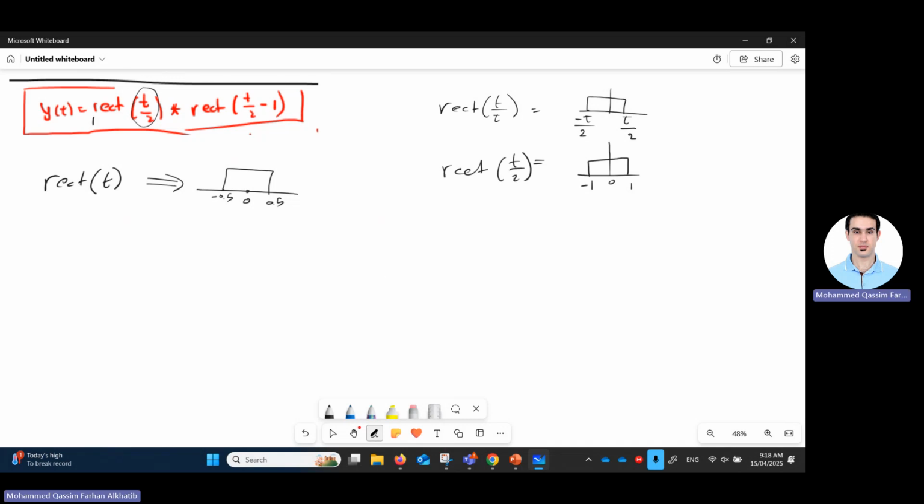So that's for the first function. Now the second function is shifted to where? Left or right? Minus 1. Rect of t over 2 minus 1 is shifted to the right by 1. So it's a rectangle that goes from 0 to 2. Okay, so we have the functions. Each one has amplitude 1.